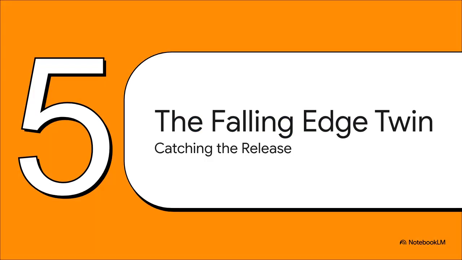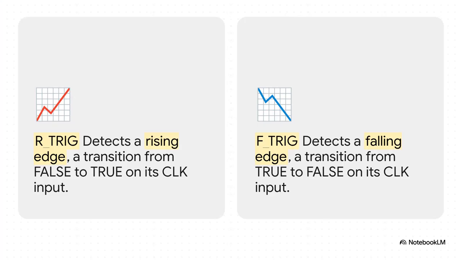Okay, that's cool, but what if you don't care about when the button is pressed? What if you care about when it's released? Well, don't worry, the standard has you covered there too. Meet the F_TRIG, or falling edge trigger. It's the perfect twin to the R_TRIG. It does the exact same thing, but in reverse. It's watching for a signal to go from true down to false. This gives you that same precise, one-shot pulse, but it happens at the moment of release. This is perfect for stuff like latching a value or triggering an action right when a process is finished.